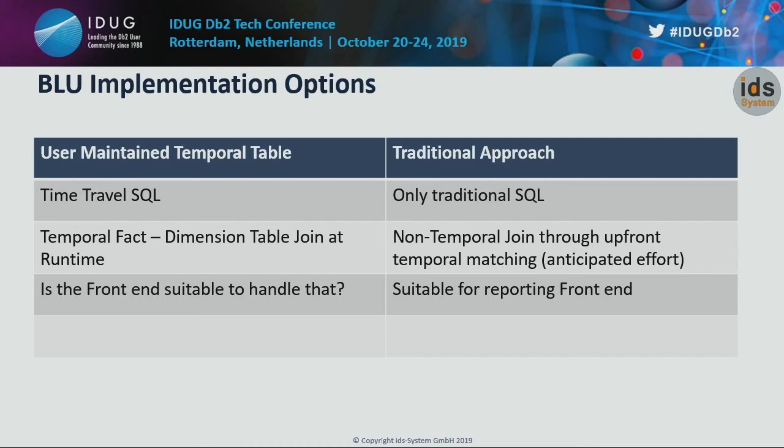Do I want to change what I have in order to get time travel SQL? Oh yeah, I want time travel SQL statements. Or do I stick to my old traditional approach and I do all the SQL temporal coding myself from querying my data? On the other side, the temporal fact time dimension join is at runtime, including the time matching, will be more expensive.